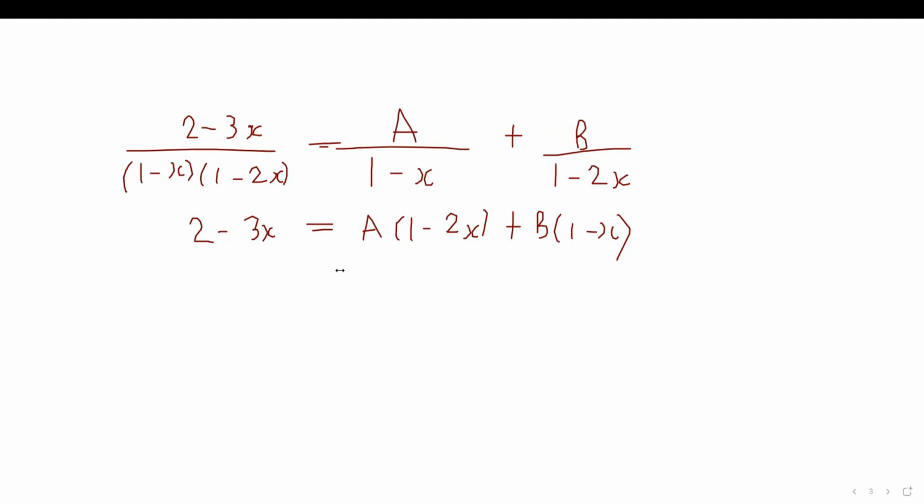So now what we can do, if we want to make it short, is let x equal 1. If we make x equal 1, on the left-hand side we get 2 minus 3, that's minus 1. And on the right, a times 1 minus 2, and 1 minus 2 is minus 1, so that's minus a. And b would be 0, so a equals 1, and the b part cancels.